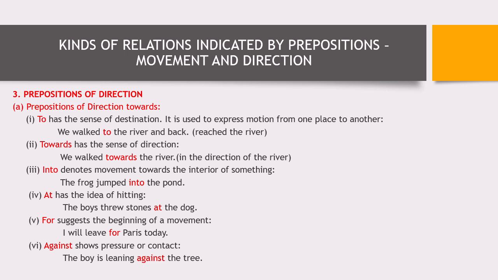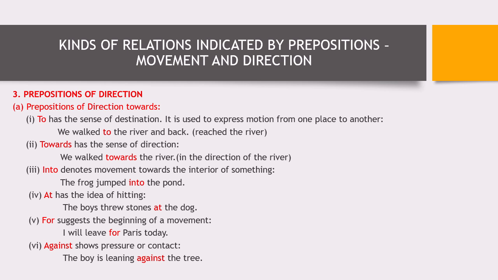Kinds of relations indicated by prepositions: movement and direction. 3. Prepositions of direction. Prepositions of direction towards. 1. To has the sense of destination. It is used to express motion from one place to another. We walked to the river and back. Reached the river. 2. Towards has the sense of direction. We walked towards the river. In the direction of the river.